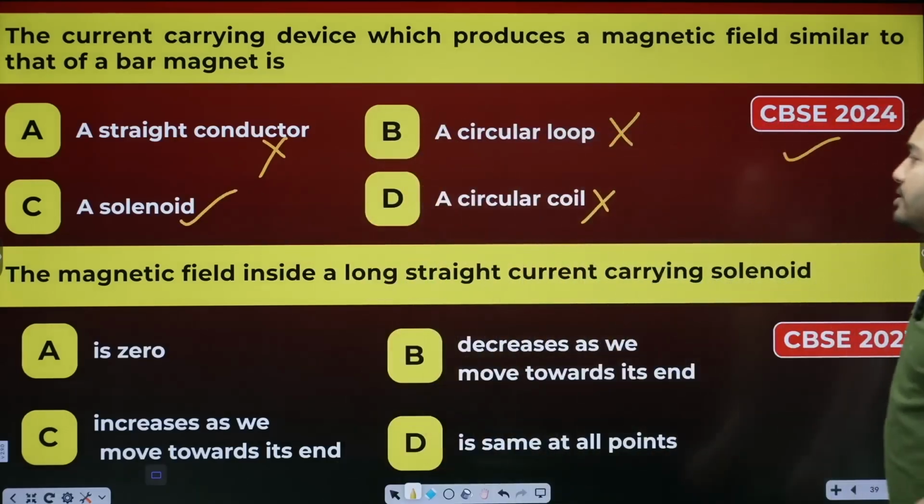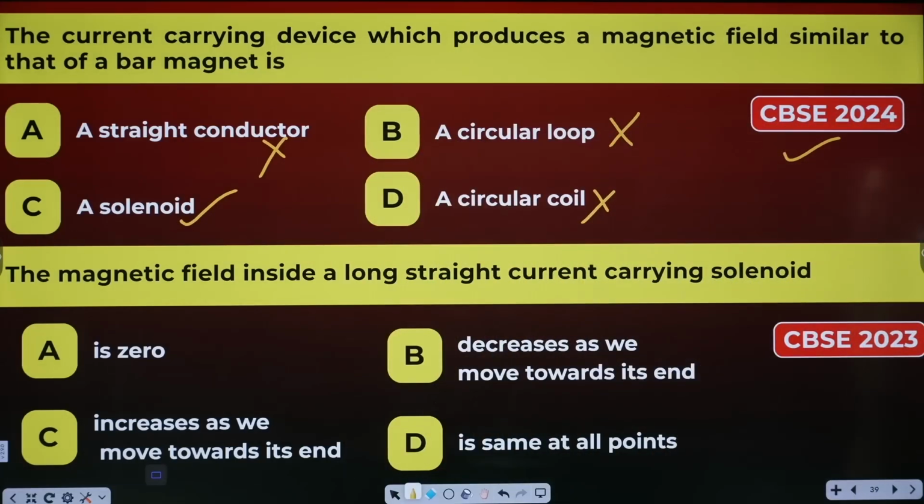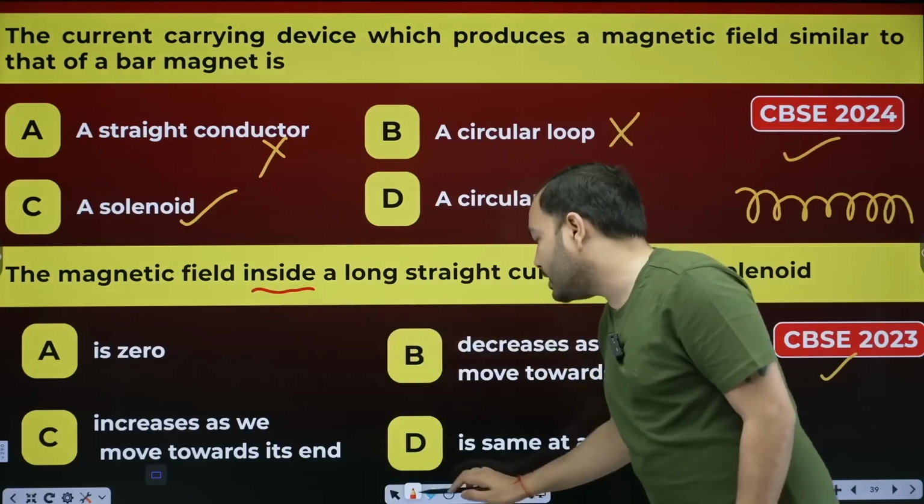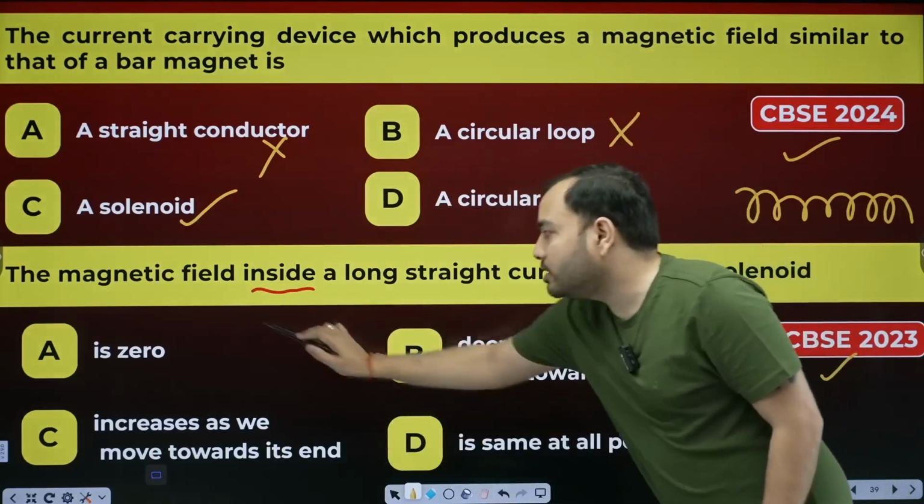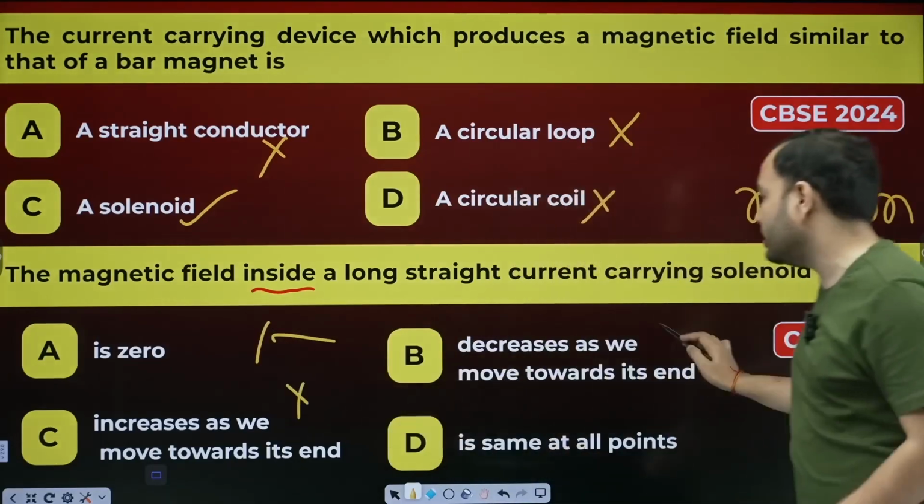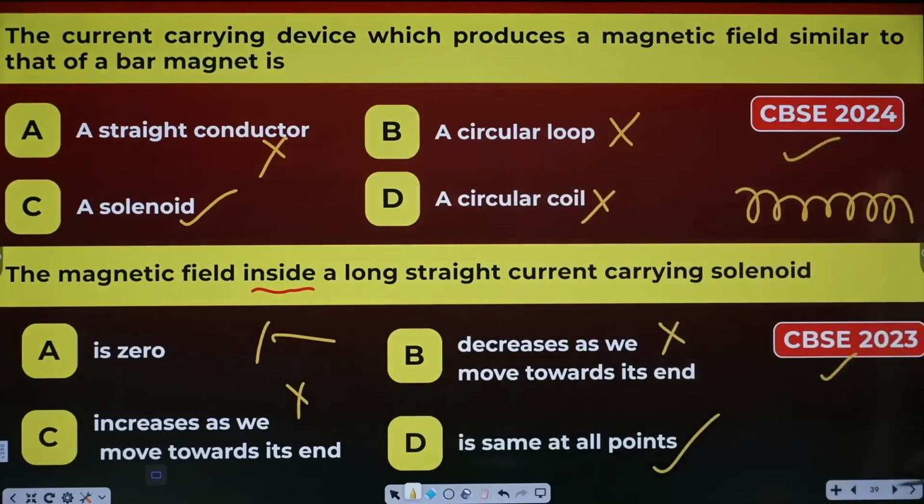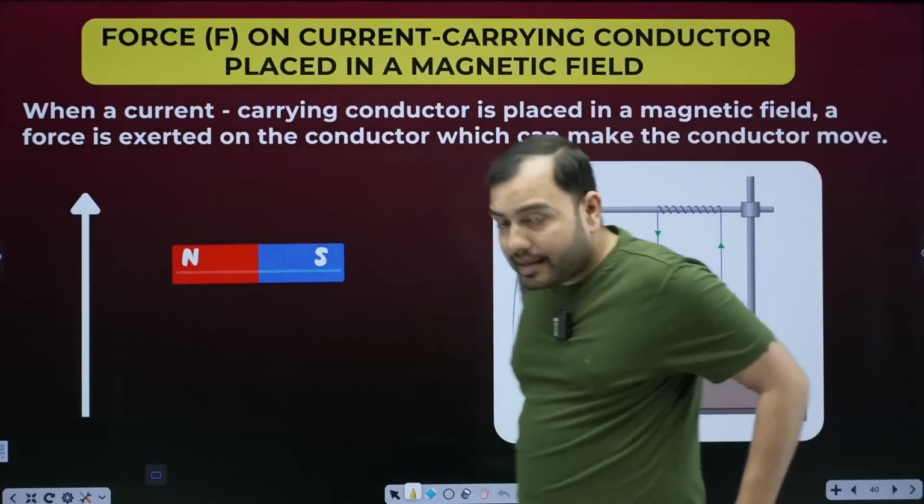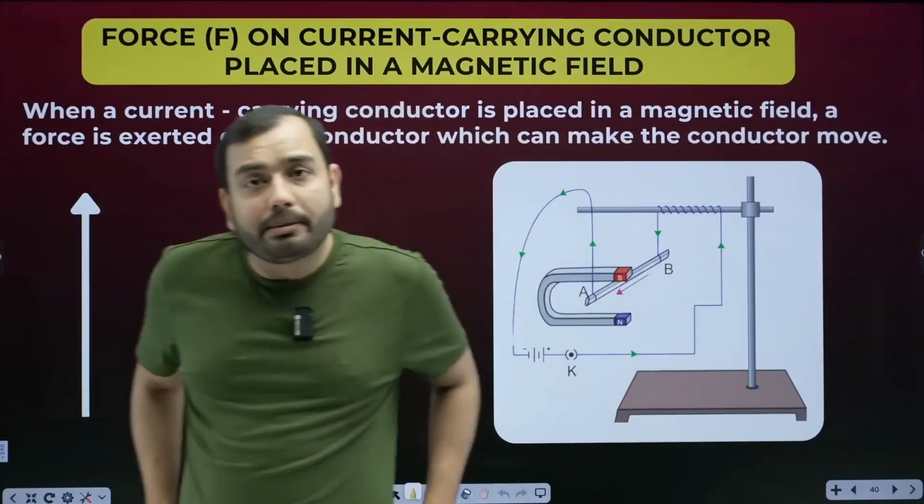The magnetic field inside a long straight current carrying solenoid. Tell me, beta, what is the magnetic field inside? It is very high and the same everywhere. It is not zero, it does not increase, it does not decrease; it is the same at all points. Okay. Next topic is force on a current carrying wire placed in a magnetic field.